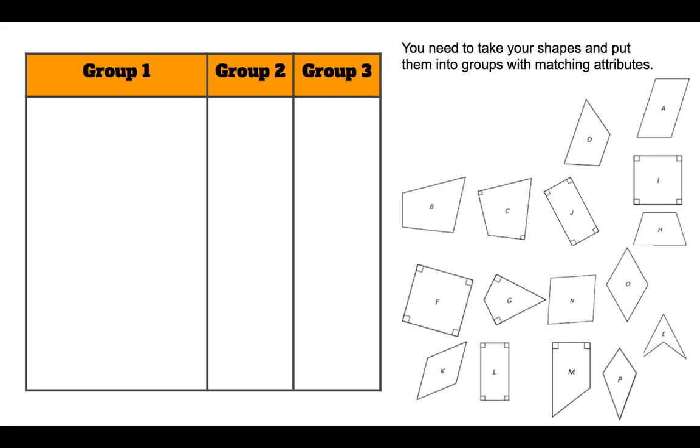Now you're going to need to take your shapes and put them into groups with matching attributes. Matching qualities, for example. So I'm going to have you pause the video, take a minute, and just play around with the shapes and put them into groups with things that may be the same. For example, they may have parallel sides, or maybe they have sides that are equal length. So go ahead, play around with these shapes and put them into different groups according to their attributes. Take a minute to pause the video to do that.